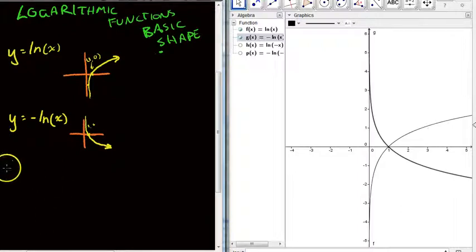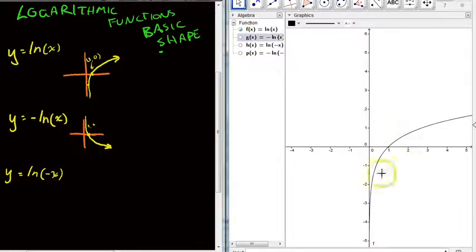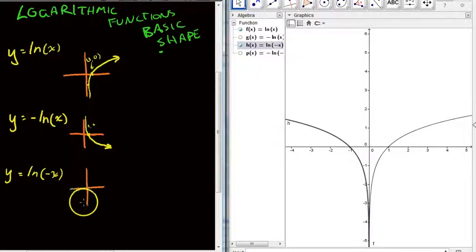Moving along, let's take a look at y equals ln negative x. Okay, so there's our basic one. That's y equals ln x. And there's y equals ln negative x. You can see this time it's been reflected in the y-axis. So our x-intercept's going to change. Our asymptote's still the same. Heads off in this direction like that. And this time it's got an intercept of negative 1, 0.